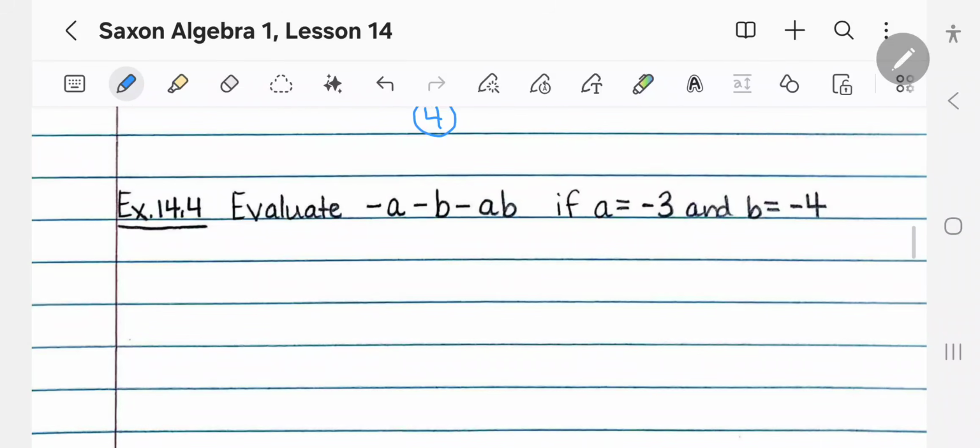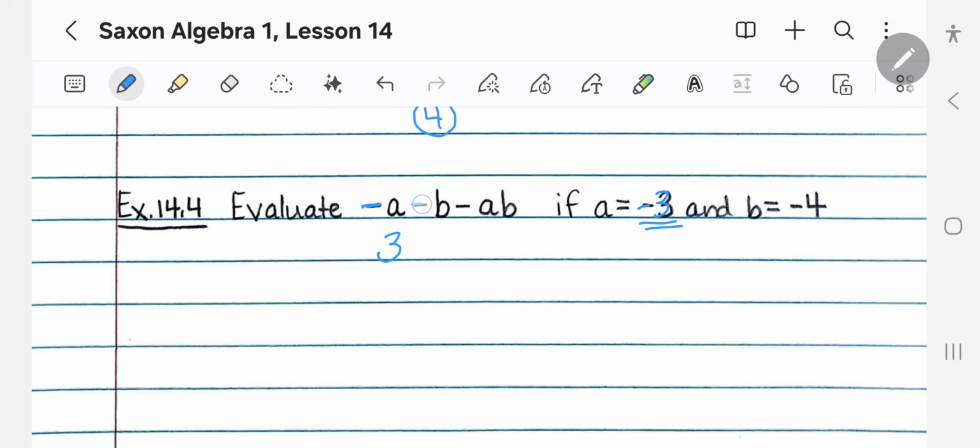14.4. Evaluate the opposite of a minus b minus ab if a is equal to -3. So the way the book explains this is they say, all right, you see here, this is like an opposite, right? And a is -3. So if we want the opposite of -3, then I'm going to write down a 3. Now, I usually go ahead and write all the symbols and then simplify it, but I'm going to do it the first way, the way the book does.